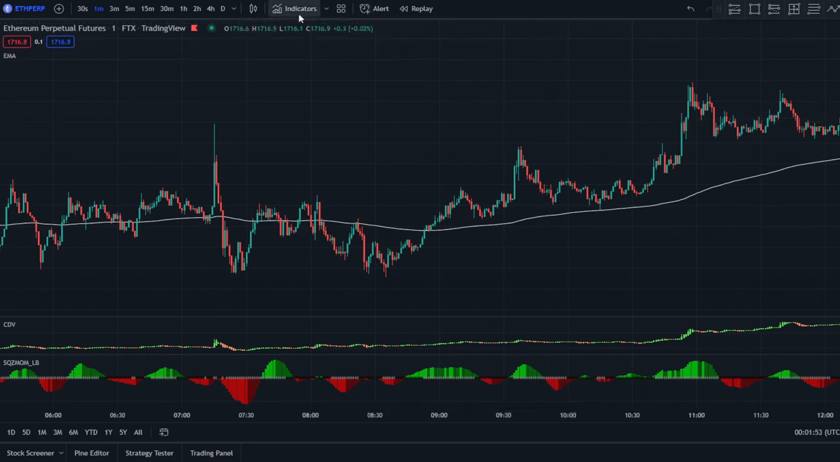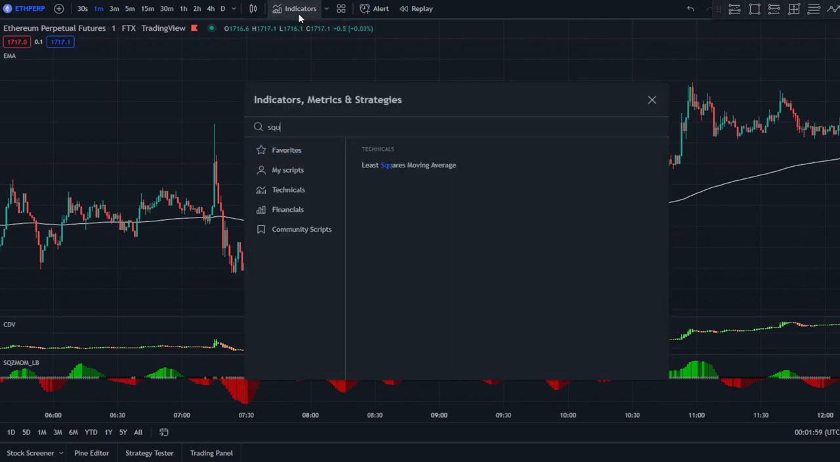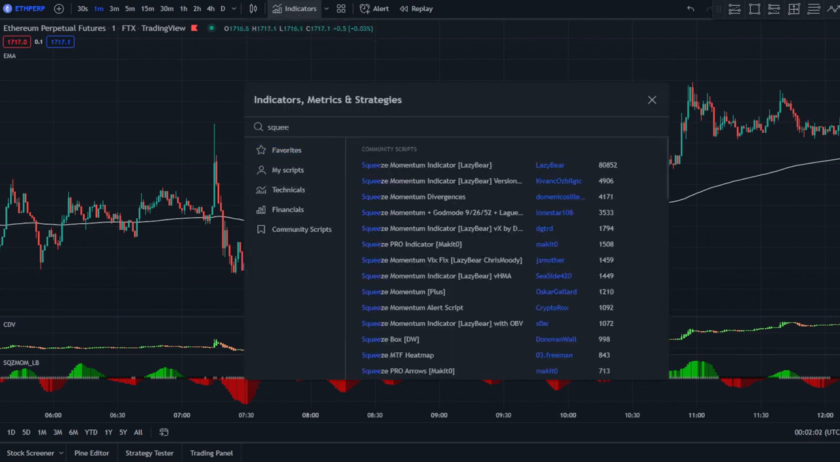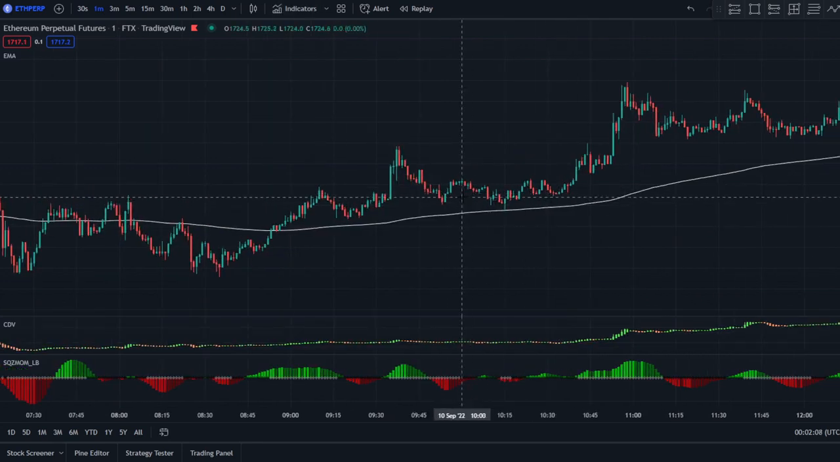We're going to be using 3 indicators today. For the 3 indicators we'll be using, first up is your squeeze momentum. So search squeeze, you'll see this indicator by Lazy Bear with 8,000 clicks. So you can see that it's very popularly used for a lot of trend making.